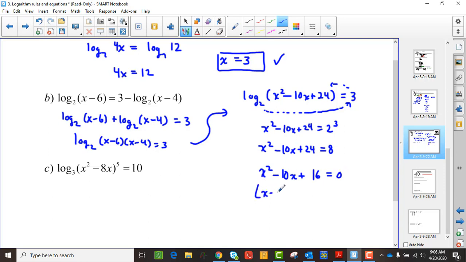So that gives me x minus 2 times x minus 8, if you factor that. And that gives me two possibilities. x is equal to 2, or x is equal to 8. And then I just have to check them.